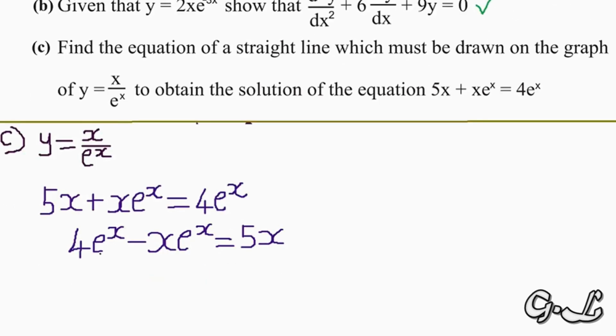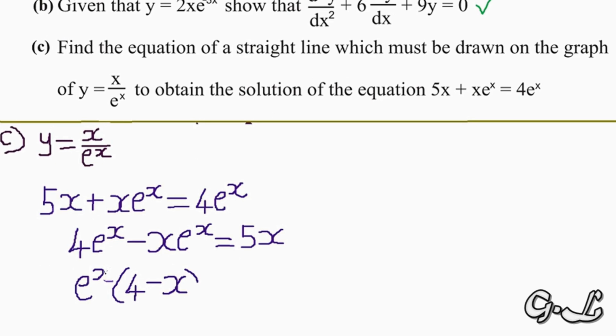And then the next thing that we're going to do is that since we have those terms, those terms are like terms, what we're going to do is that we are going to consider that those terms have something in common, and that something in common is e to the x. So we're going to make e to the x the subject. So we're going to factorize.